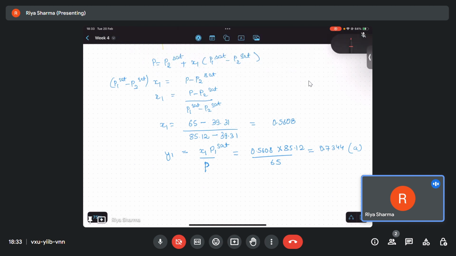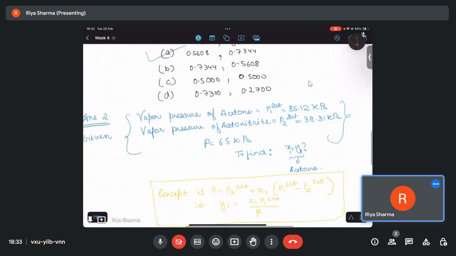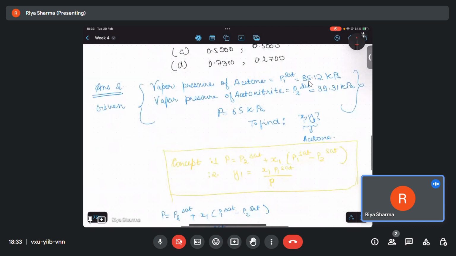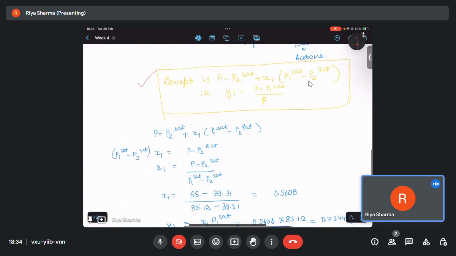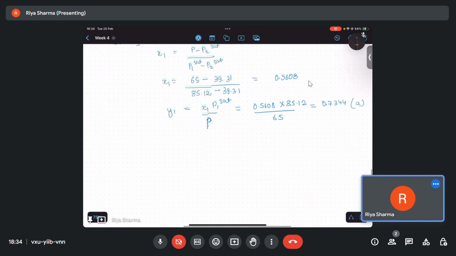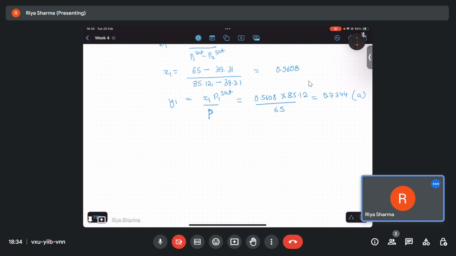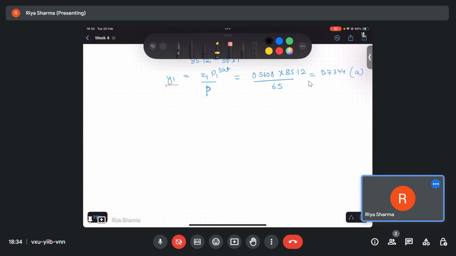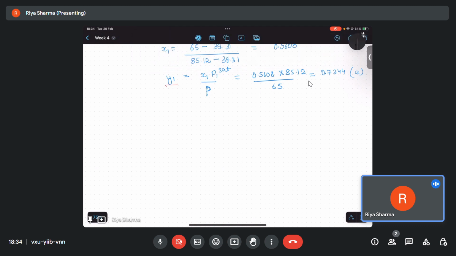So what we have already done is that we had few questions. We have done on acetonitrile P1 sat and P2 sat, and total pressure was given. We applied the concept of P equals P2 sat plus X1 (P1 sat minus P2 sat), and then when we solved afterwards, we used Dalton's law of pressure and Raoult's law at the same time, and we found out that Y1 equals X1 P1 sat by P. So going ahead with this concept, let's move on to question number 3.